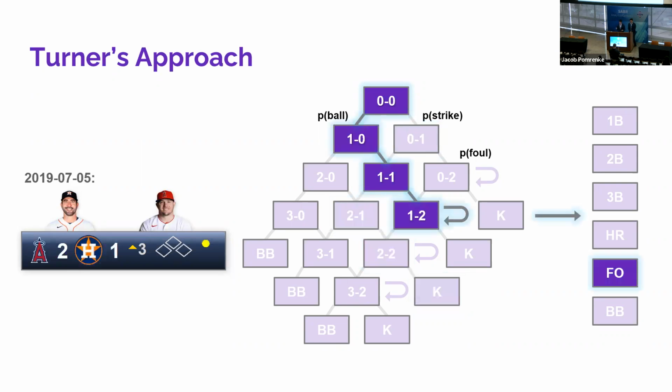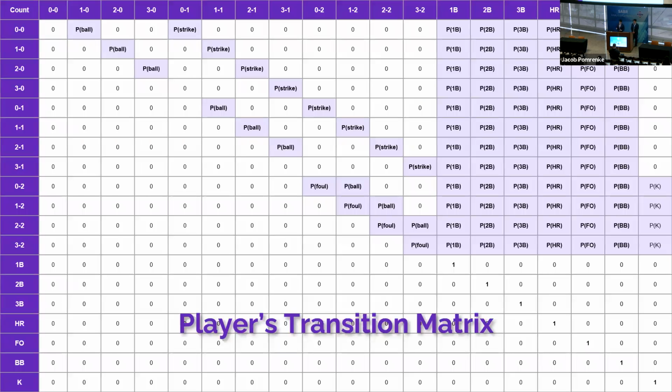And here's another example, between Mike Trout and Justin Verlander, that ends up with a field out. So with that in mind, and also the data that we collected from StatCast from 2015 to 2019, we will be able to recreate this player transition matrix that has the actual count on the left and the actual plate appearance event on the upper right side. And the P inside here represents the actual probability of the corresponding count when these events happened.